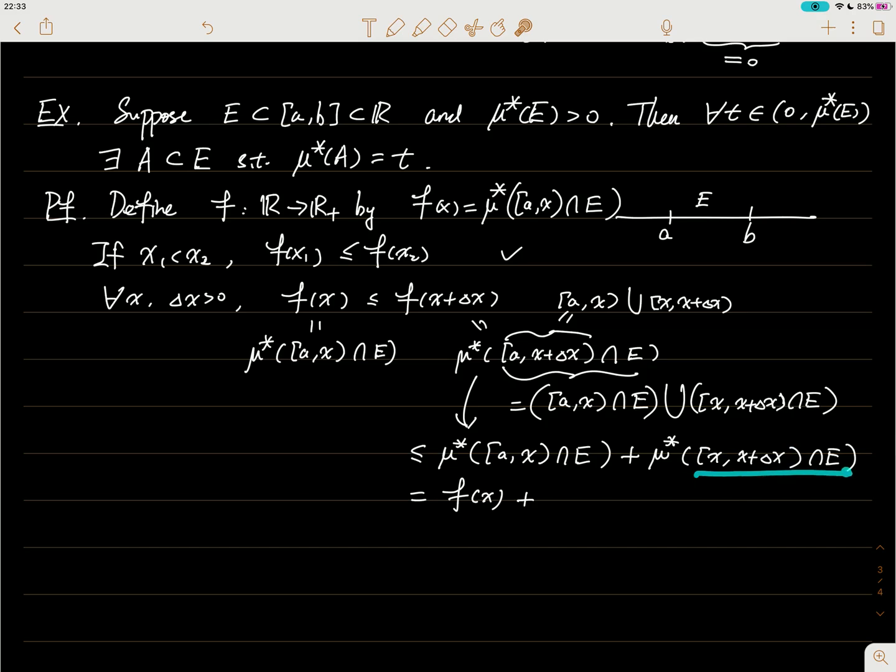because this together is just a subset of this. So the outer measure of this set must be less than or equal to the outer measure of this. The outer measure of this interval is very clear. It's just delta x, right? So that's why it's just delta x.